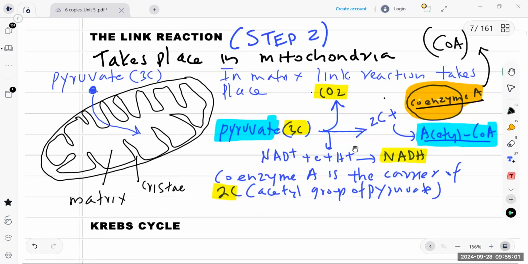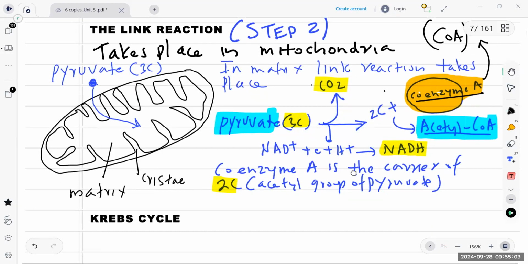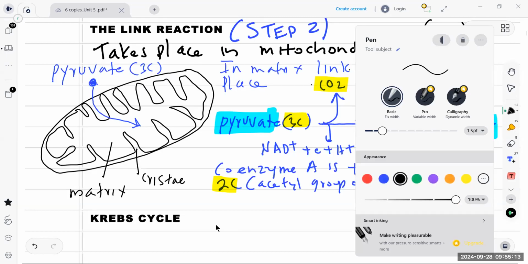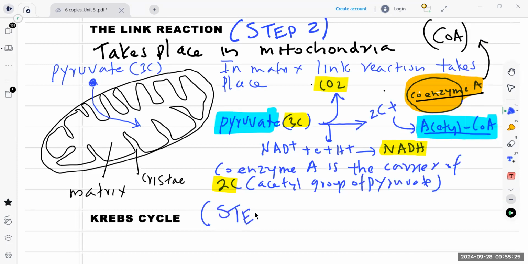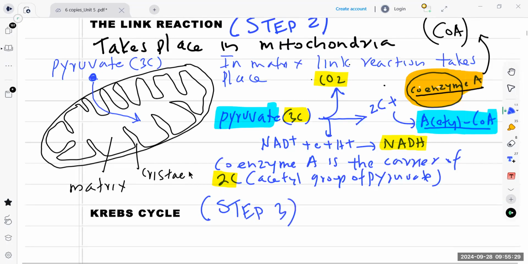Right now, we are coming to the last step, the Krebs cycle, step 3. Step 3 is the last step of respiration, but there's another step coming up, step 4, which is not directly related to this. So I write here step 3, Krebs cycle, which also takes place in the matrix.